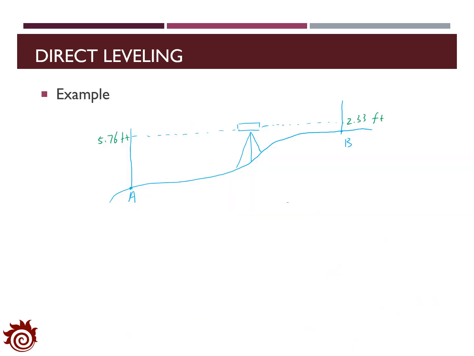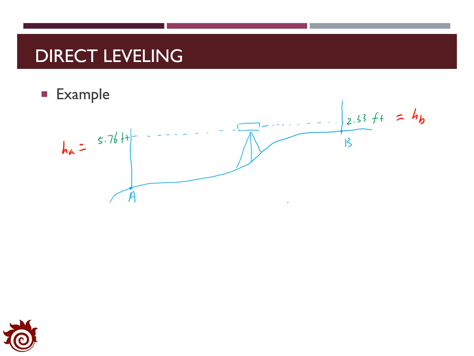Now let's see how we can use the direct leveling to find out the vertical distance between 2 points. In this example, we will place two rods at point A and B, and the leveling transit is placed in between. The reading at point A is 5.76 feet, which would be HA, and at point B is 2.33 feet, that is HB.